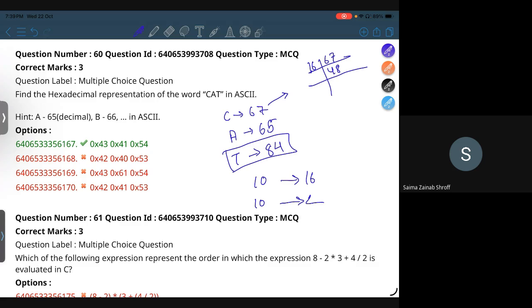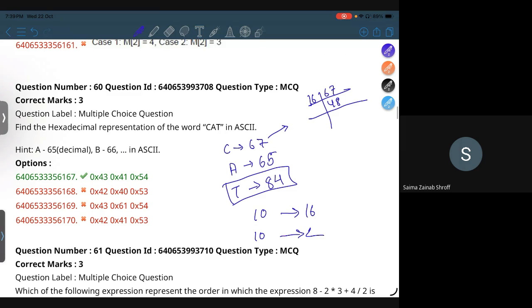Okay, so maybe let me just try this. This is 48. This is 4 times basically. And the remainder is 67 minus 48, which is 19. Wait, 16 into 4 is 64. My bad. 16 into 4 is equal to 64. My math got bad. So this is 4 and the remainder is 3 in this case.